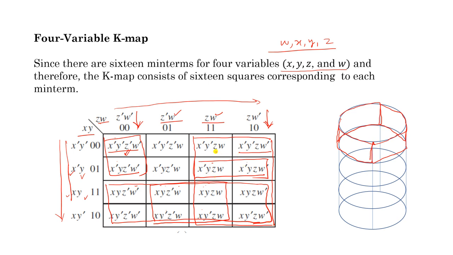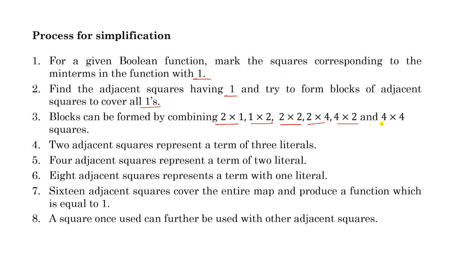Now finally you can have a block of 4 by 4. 4 by 4 means in all these places, all these squares are replaced by 1, then you will have a block of 4 by 4. This is 4 by 4. So these blocks can be formed in a K map. Now look at this. Two adjacent squares represent a term with 3 literals.